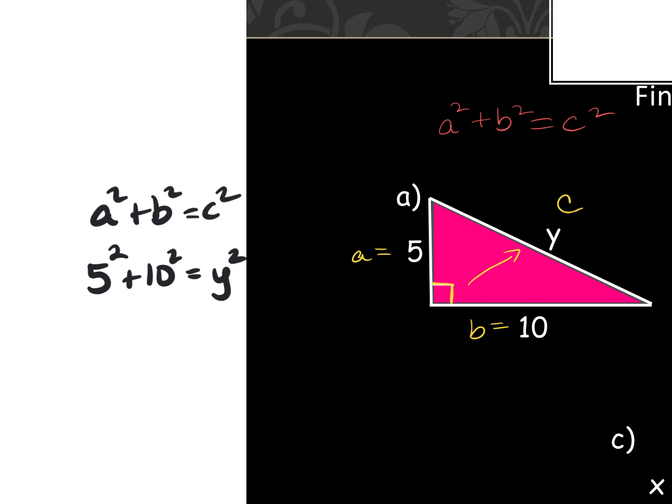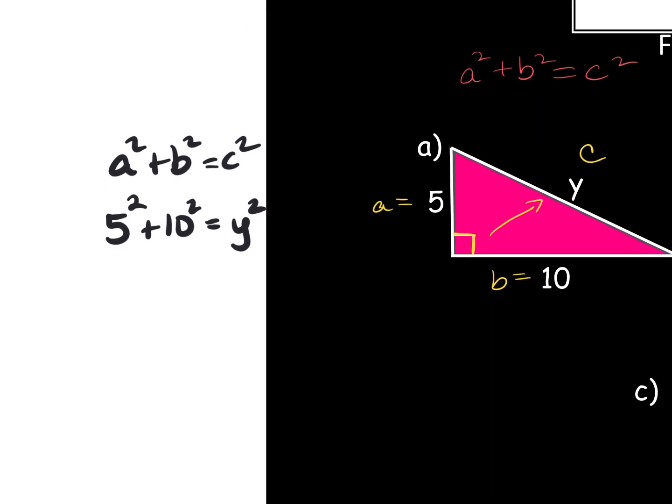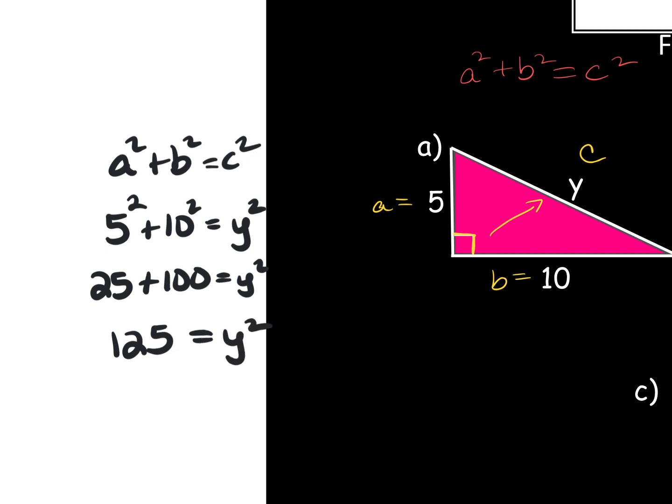I need to follow order of operations. I can't add 5 and 10 first. I have to square them first. Then I add the numbers. I get 125 is equal to Y squared.